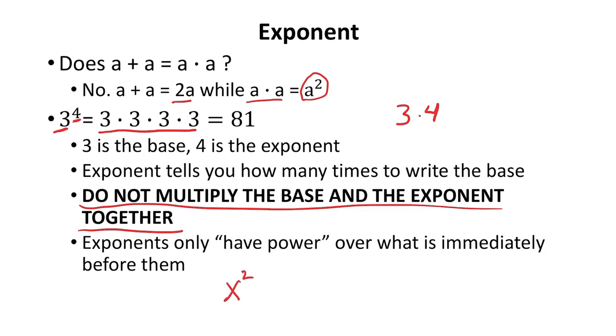So x squared, x to the second power. This 2 only affects this x, so this is x times x. 2x squared. Again, this 2 only affects the x, only what's right next to it. So this would be 2 times x times x. If we wanted the 2 also included, you have to put it in parentheses. If you have an exponent next to parentheses, anything inside that parentheses gets repeated. So this would be 2x times 2x, which would be 4x squared.